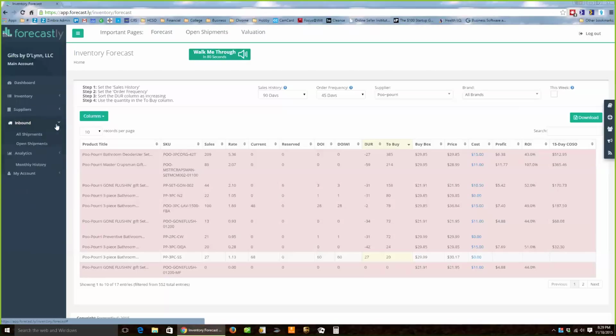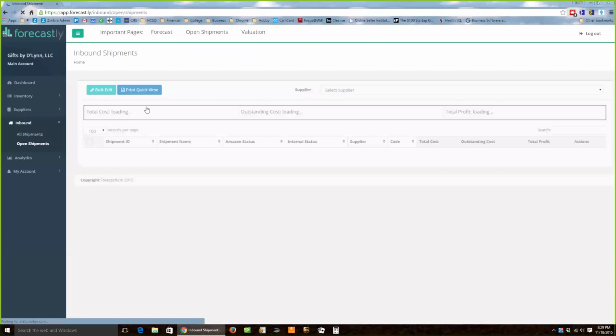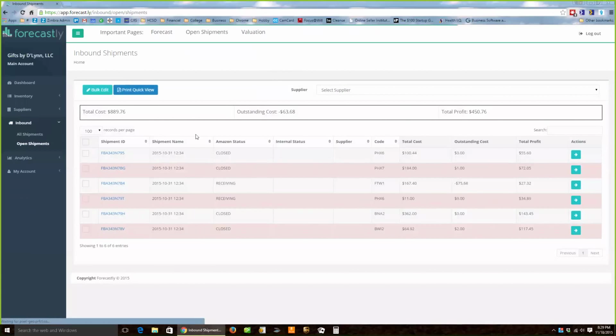Let me show you inbound first. Inbound is cool. I use this to keep track of shipments. If you have all your cost information, it will show your total cost for the shipment. It will show you the outstanding cost, which is basically the items that Amazon has not checked in or cannot find. It will show you the total profit for the shipment based on what's sold.